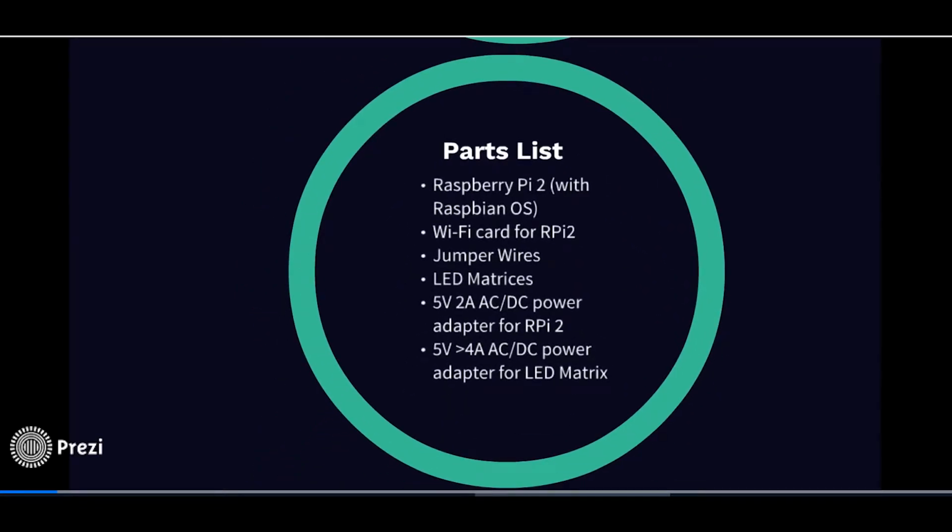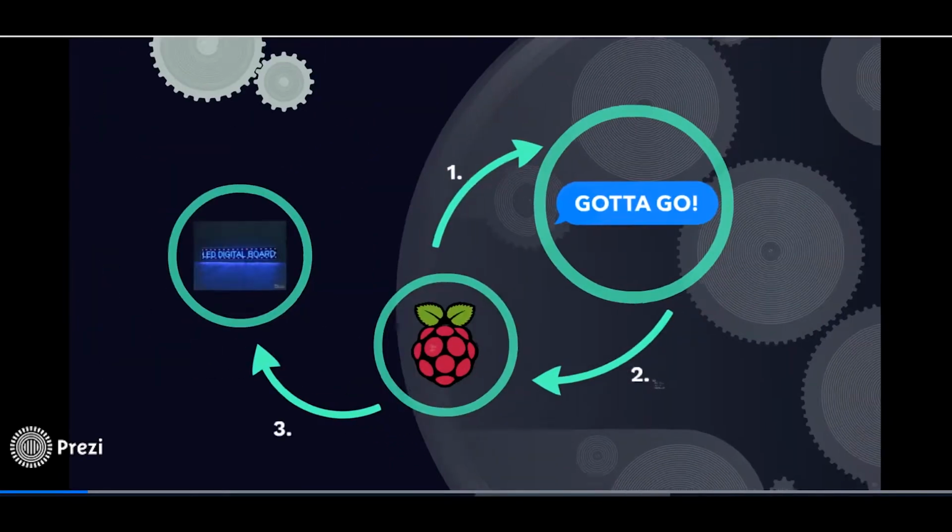And here's a quick parts list of the hardware that went into it. Just a quick note about the hardware, because it was very simple to put together once I knew what I was doing. Raspberry Pi, which you need because that's the center of everything. The Wi-Fi card attaches the Raspberry Pi to the internet, which is what we need in order to communicate with the Gotta Go server. Jumper wires and LED matrices. The jumper wires are for attaching the Raspberry Pi to the LED matrix. Otherwise, you don't get the beautiful light show. And the power sources for everything, because you need power to run electronics.